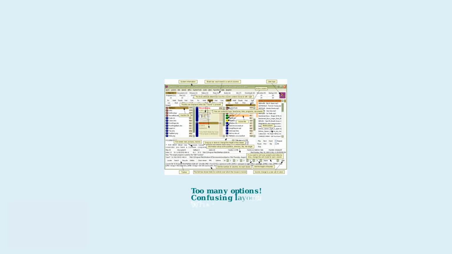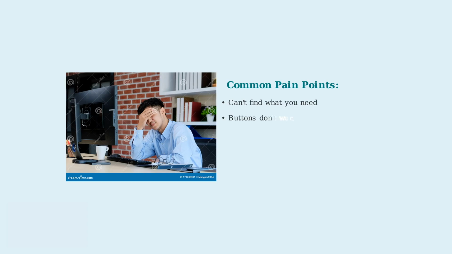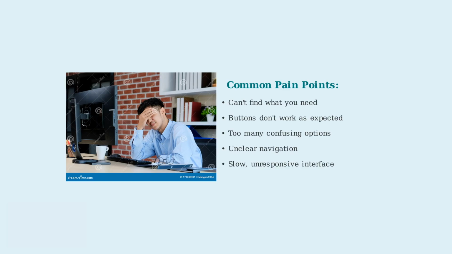Picture this common scenario. You're trying to complete a simple task on your phone, but the interface is confusing and unresponsive. The buttons don't work as expected, and you can't find what you're looking for. Or consider this example of a complex software interface from the early 2000s. Multiple menus, confusing layouts, and overwhelming options made simple tasks unnecessarily difficult. The result? Stress, wasted time, and the feeling that technology is working against you rather than for you.